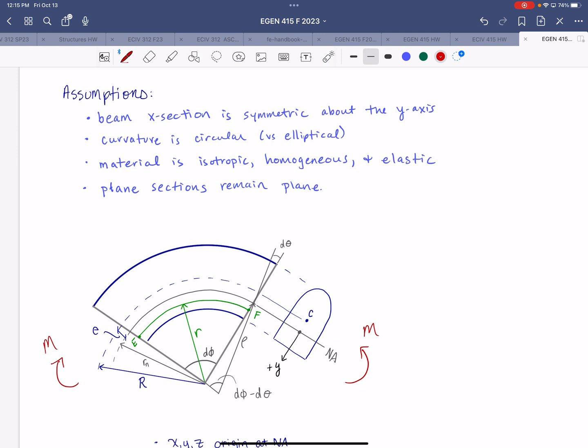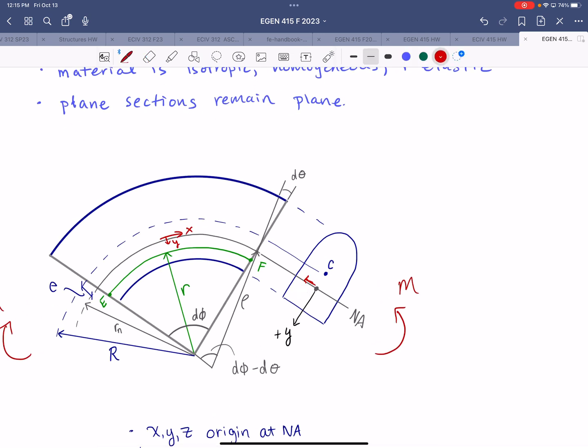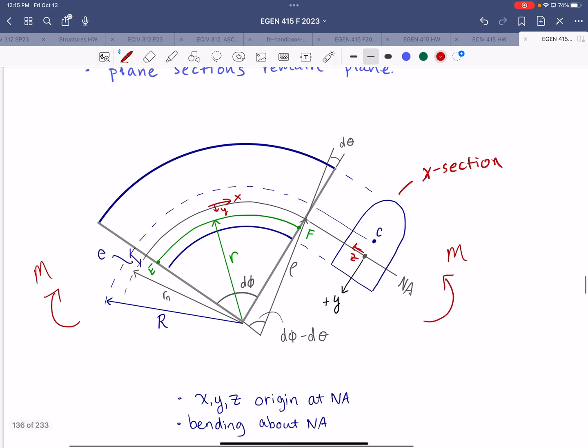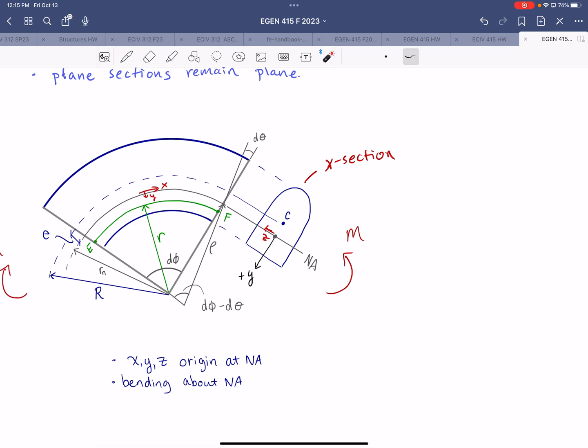I'm going to place it at the neutral axis to be consistent with how we do things. So X there, and then Y towards the center of curvature. Here, we'd be looking at your Y, Z plane. All right, so this is the cross section.